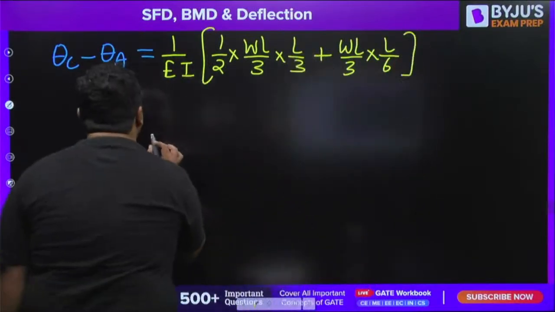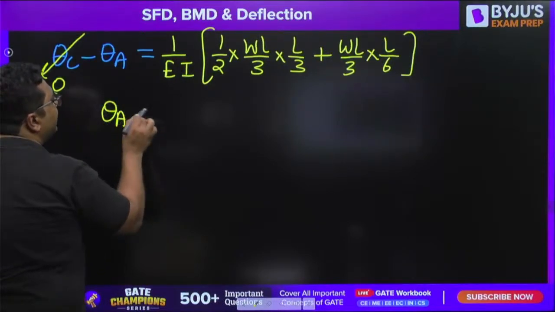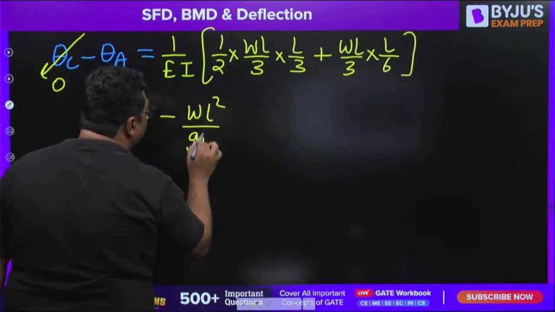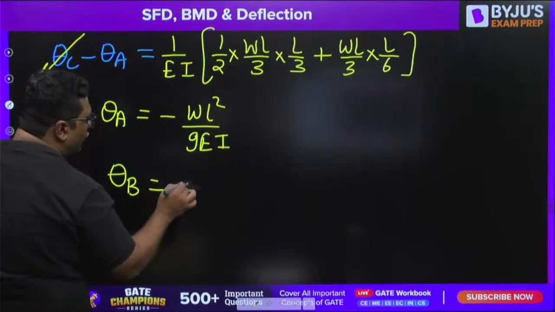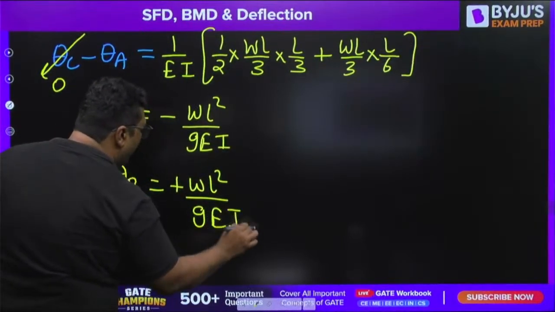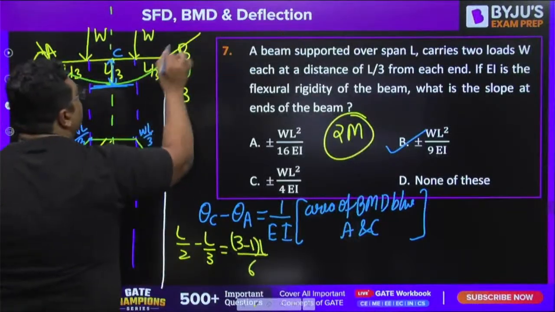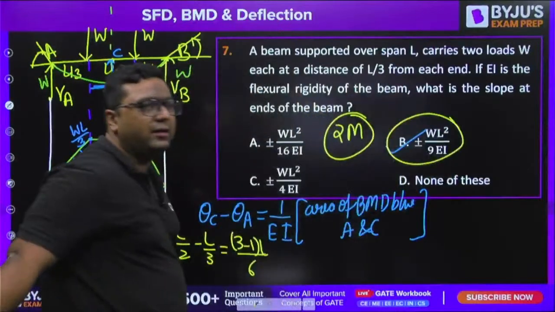You will be getting, guys, theta at C is 0. You already know from the boundary condition. Theta at A will be minus WL square upon 9 EI. Similarly, when you find theta at B, it will be coming out to be plus WL square upon 9 EI. Because you know at both the supports, at one end slope is clockwise, at other end slope is anti-clockwise. So the answer for this is going to be B.